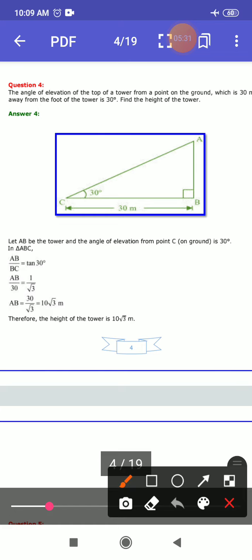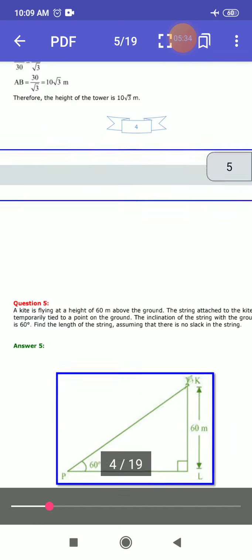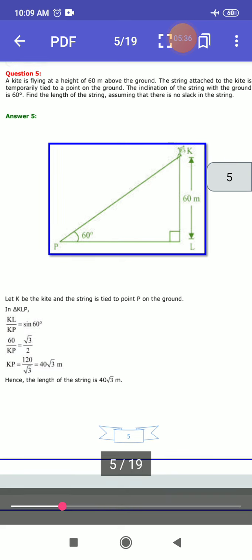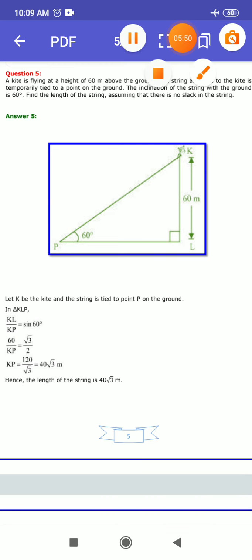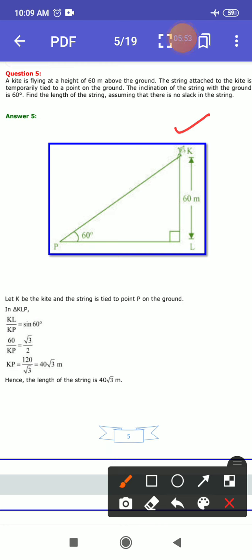Now we have to explain the next question. The next question is question number 5. A kite is flying at a height of 60 meters from the ground. So this is your kite. You have to see this. Here the kite is flying. The distance between the ground and the kite is 60 meters. So this is your value, 60 meters.